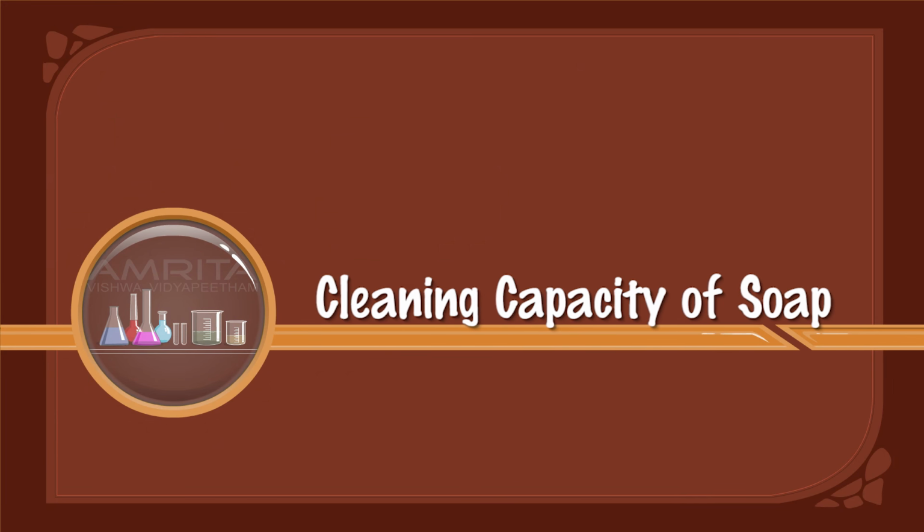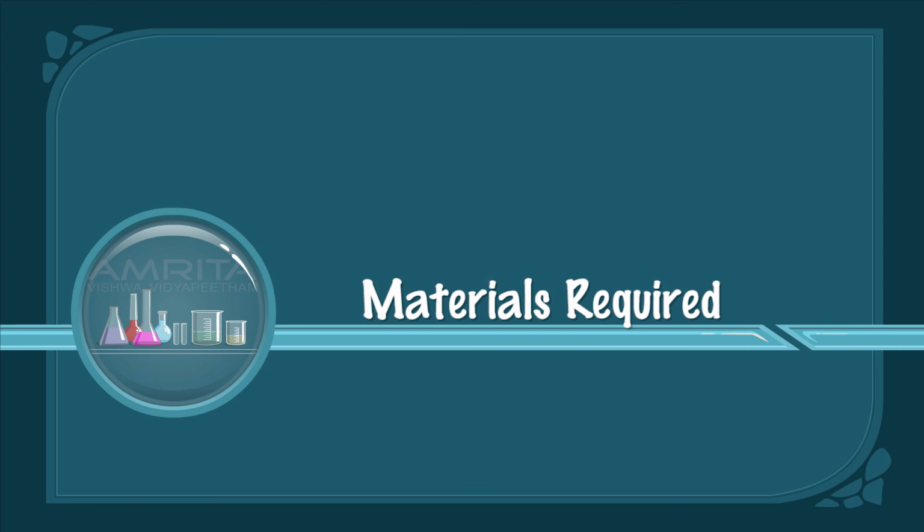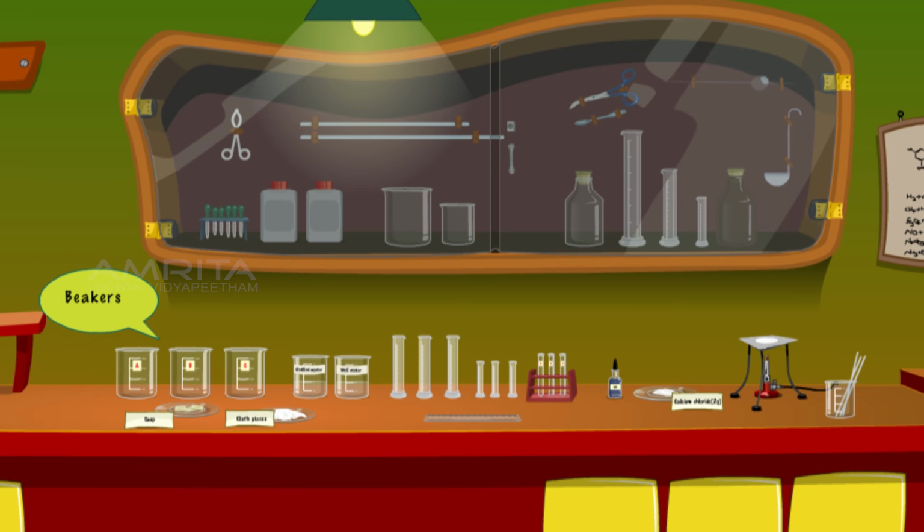Capacity of soap. Materials required: beakers, soap pieces, cloth pieces, distilled water, well water, 50 ml measuring cylinders, 10 ml measuring cylinders, measuring scale, test tubes, ink, glass rods, calcium chloride, and a Bunsen burner.